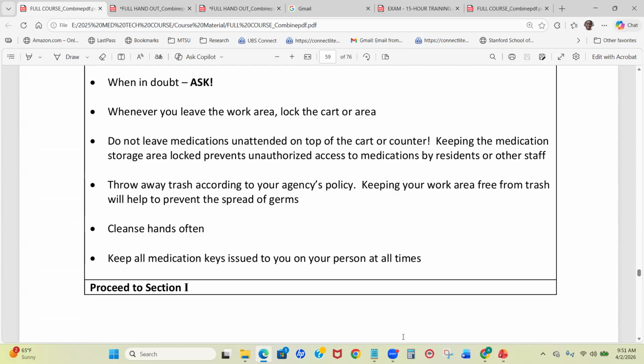Throw away trash according to the agency policy. Don't leave trash that you made on your shift for the next person to come and remove. This was a big thing in the nursing home. CNAs will be fighting, nurses will be grumbling, like that person left, they didn't remove their trash. This is common sense. Why do you want to leave the trash you made for someone to come and throw away? Whatever you would want them to do for you, you should do the same for them. Keep your area clean before you leave.